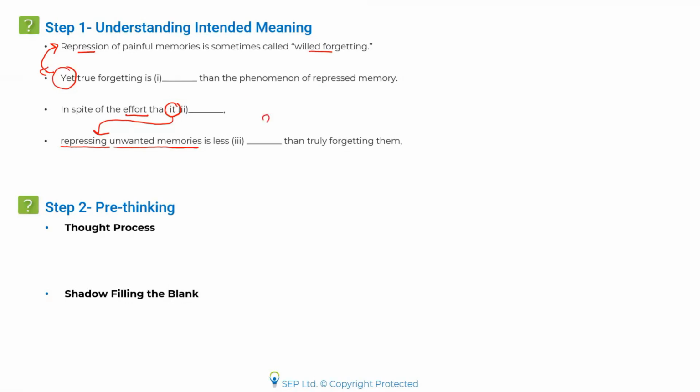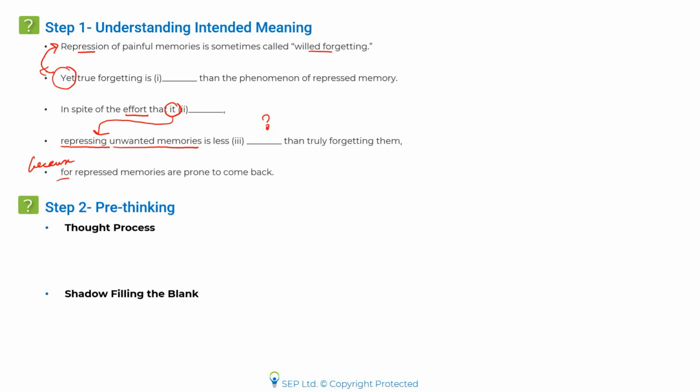Now this blank is a little puzzling because right away we are not getting any clue about it. For the first blank, we understand it could mean something that is different. In the second blank, we're talking about effort that is undertaken. But in the third blank, we are not very sure. All we know is that repressing unwanted memories is less something than truly forgetting them. So clearly, we are definitely talking about the difference between the two. "For" here means because.